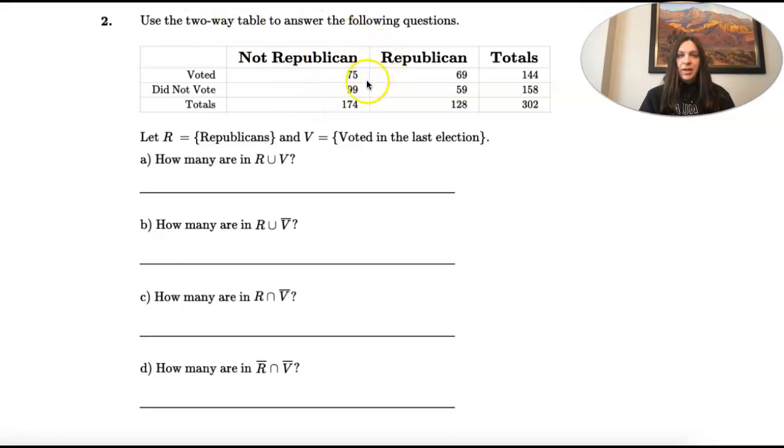Okay, number 2, we have a two-way table again with voted, not voted, Republican, not Republican, but now we're going to use our notations here. So it's not just asking us. So we need to know, if I'm looking at part A, this means R or V. Okay, so I'm just going to go back to what we talked about in the top.